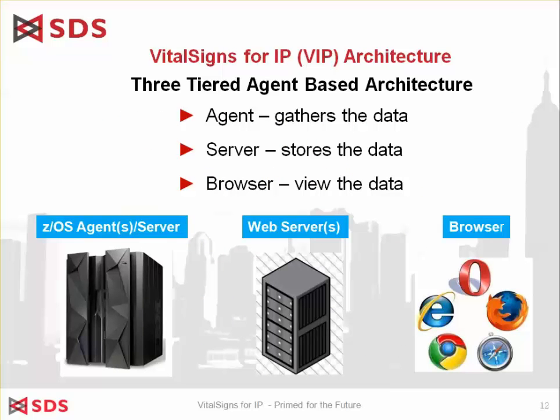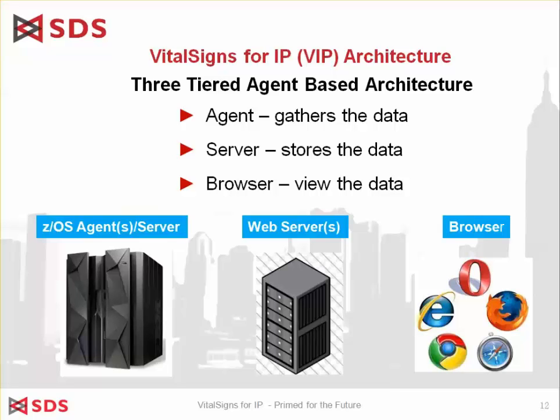VIP consists of a three-tier architecture: a server, an agent, and a browser. Think of the agent as the engine of VIP, where all the processing, automation, and recovery routines take place. VIP agents reside on z/OS LPARs, where they acquire data about the host's TCP/IP networks. Agents communicate their data to a VIP server.